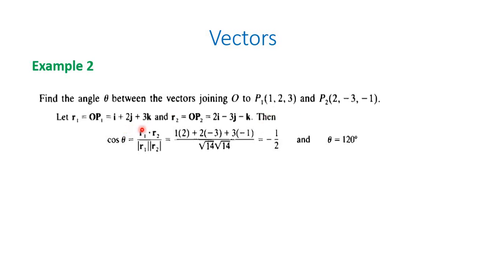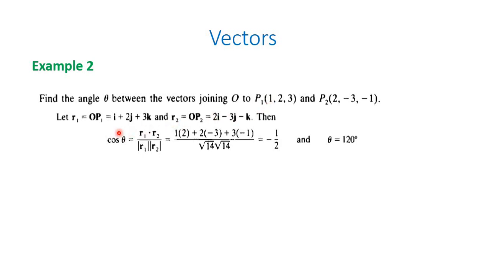So if we say that the dot product r1 dot r2 will be equal to r1 r2 multiplied by cos theta, then cos theta will be r1 dot r2 divided by r1 into r2, their magnitudes. If we calculate the magnitude of these vectors, that will be root 14 for both cases, and r1 dot r2 will be the multiplication of these two vectors with their respective x, y and z quantities.